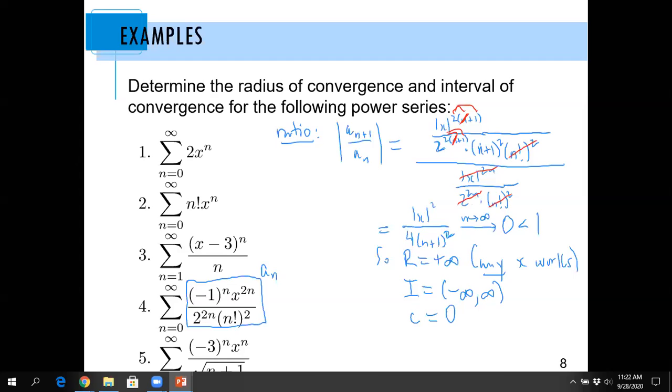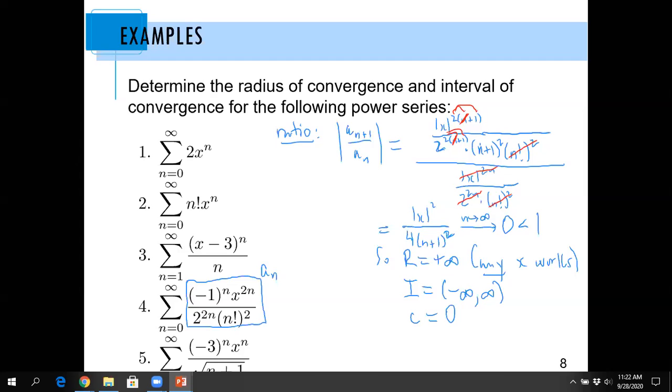But we were still able to say this power series converges no matter what x value I plug in. And it is a function of x. Okay? It's just kind of a weird one. Okay? Any questions on that? Okay, that's interesting stuff.